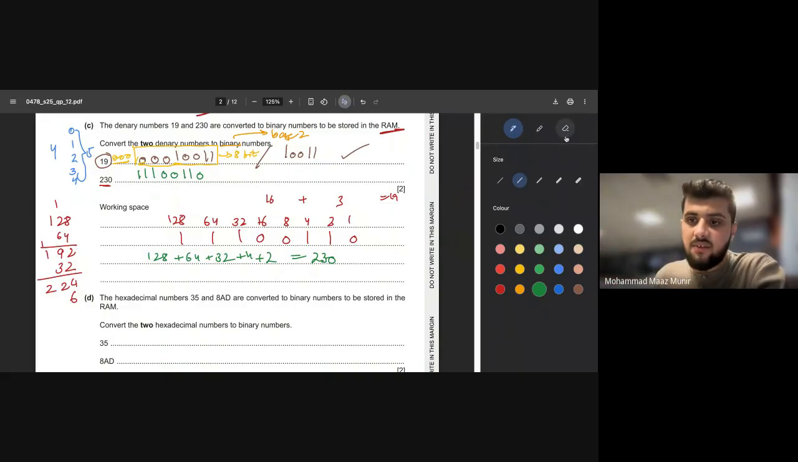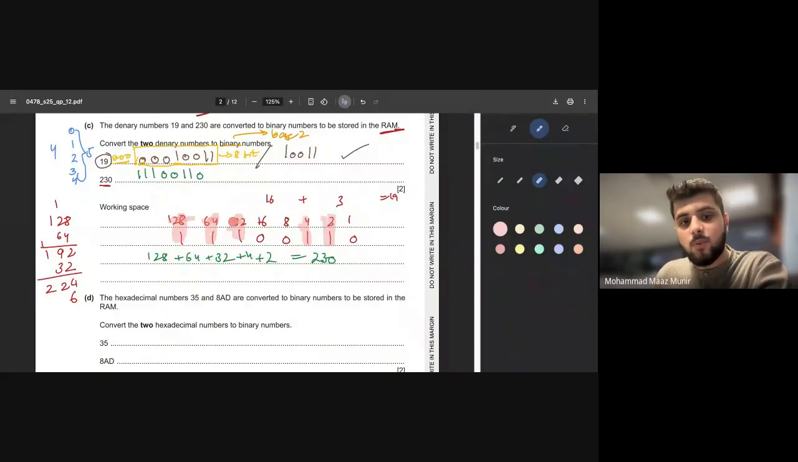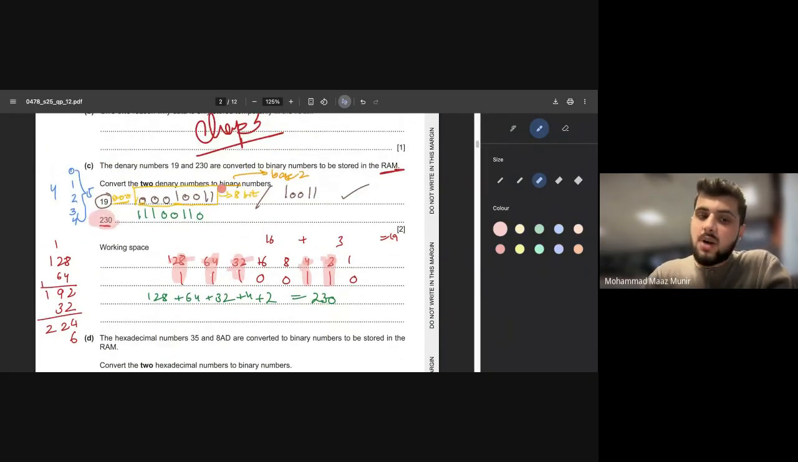So we see that we have a binary up here as 1, then here, then here, here, here. And so you add 128 plus 64 plus 32 plus 4 plus 2, and you get the equivalent denary number for that specific binary. And this marks the end of this part.